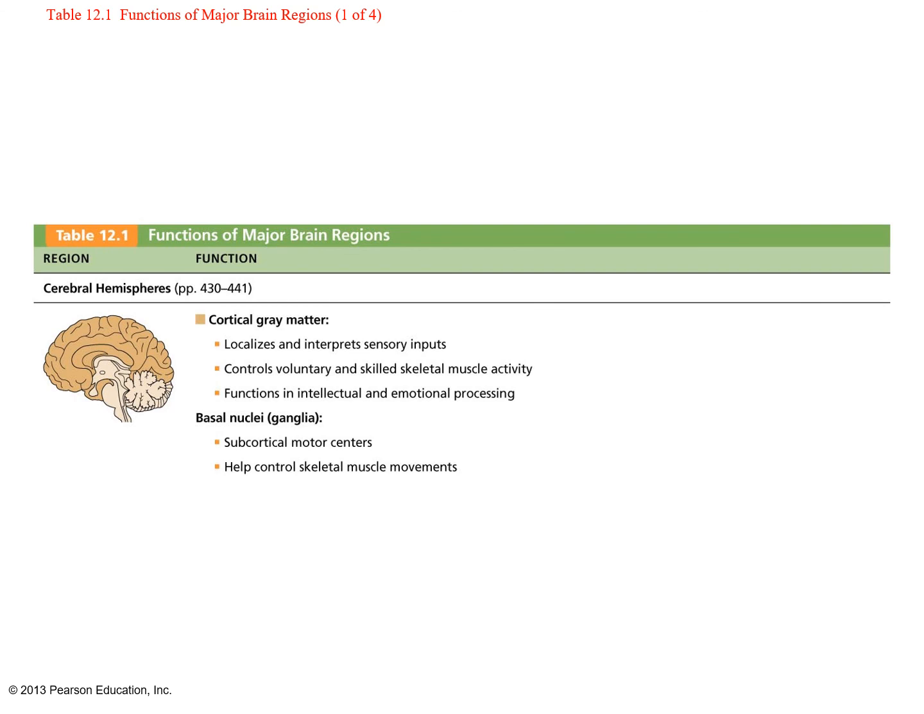So this is the entire lecture in one splash right here. Cortical gray matter localizes and interprets sensory inputs. It controls voluntary and skeletal muscle activity, and functions in intellectual and emotional processing. The basal nuclei are in charge of subcortical motor centers, which help control skeletal muscle movements. And that is it, I believe, for this particular lecture.